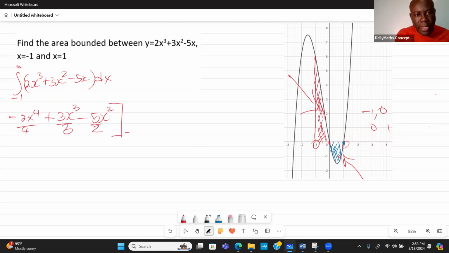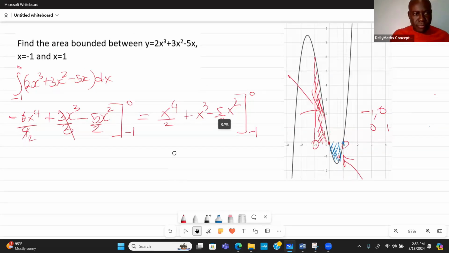We're moving from -1 to 0. So technically, we could cancel. If we cancel down, we're going to end up with x to the fourth over 2, because this cancels right here. And then we're going to have plus x to the third, because this cancels right here, minus 5 over 2x squared. And remember, we're moving from -1 up to 0.